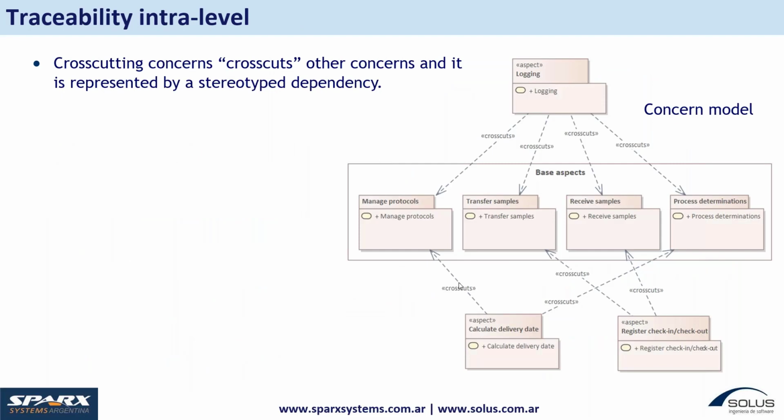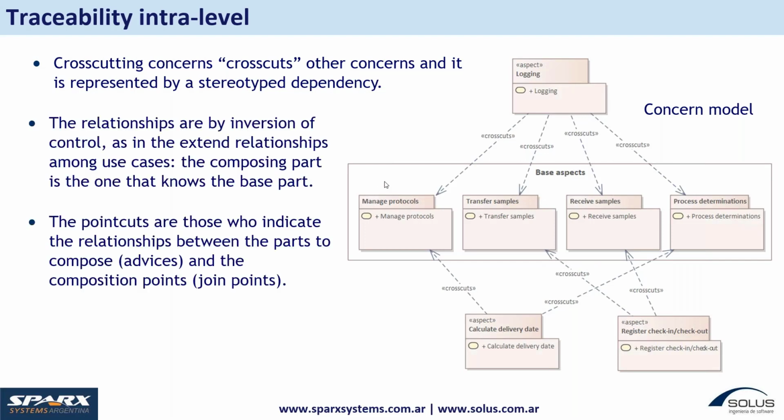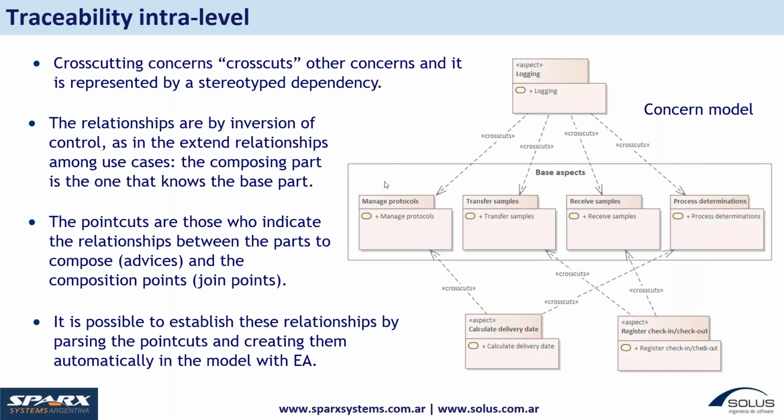Well, we have all the packages. All the packages are containing the processes. We have base processes or base aspects, and we have a concern model. It is really easy for Enterprise Architect to parse the point cuts and to create this relationship between packages, indicating the crosscuts relationship among them.